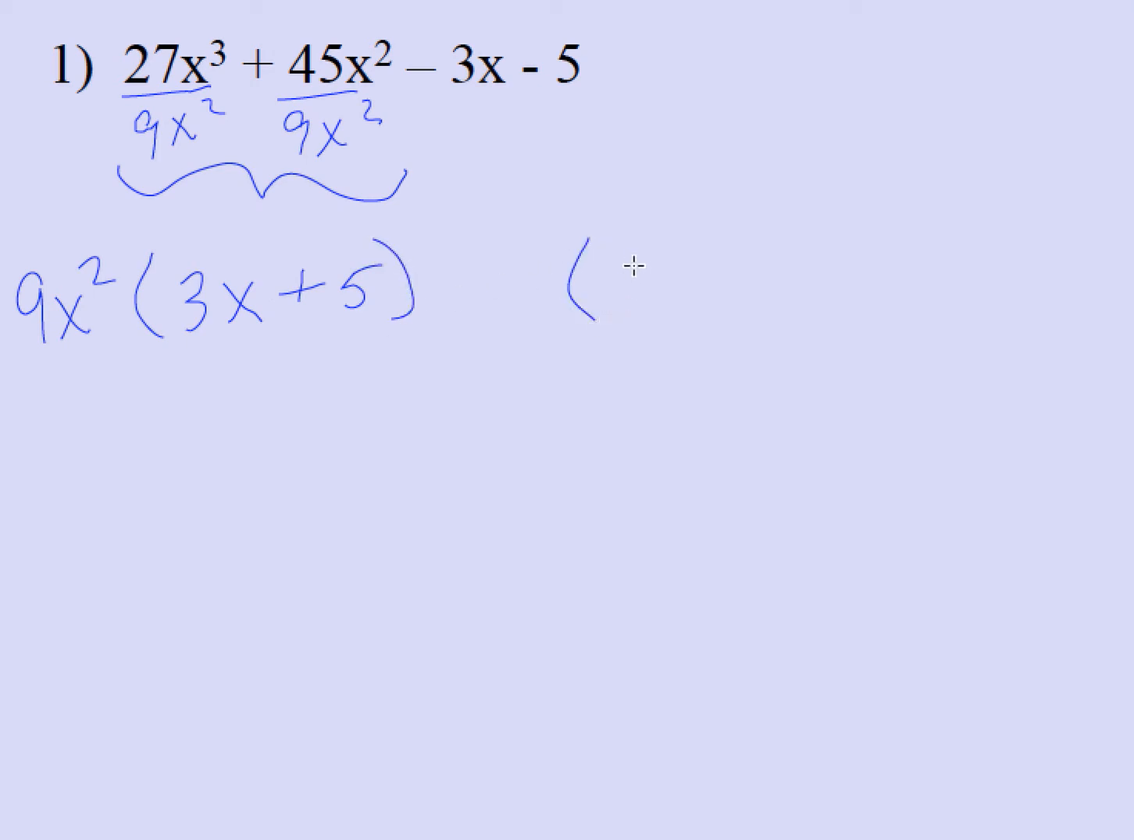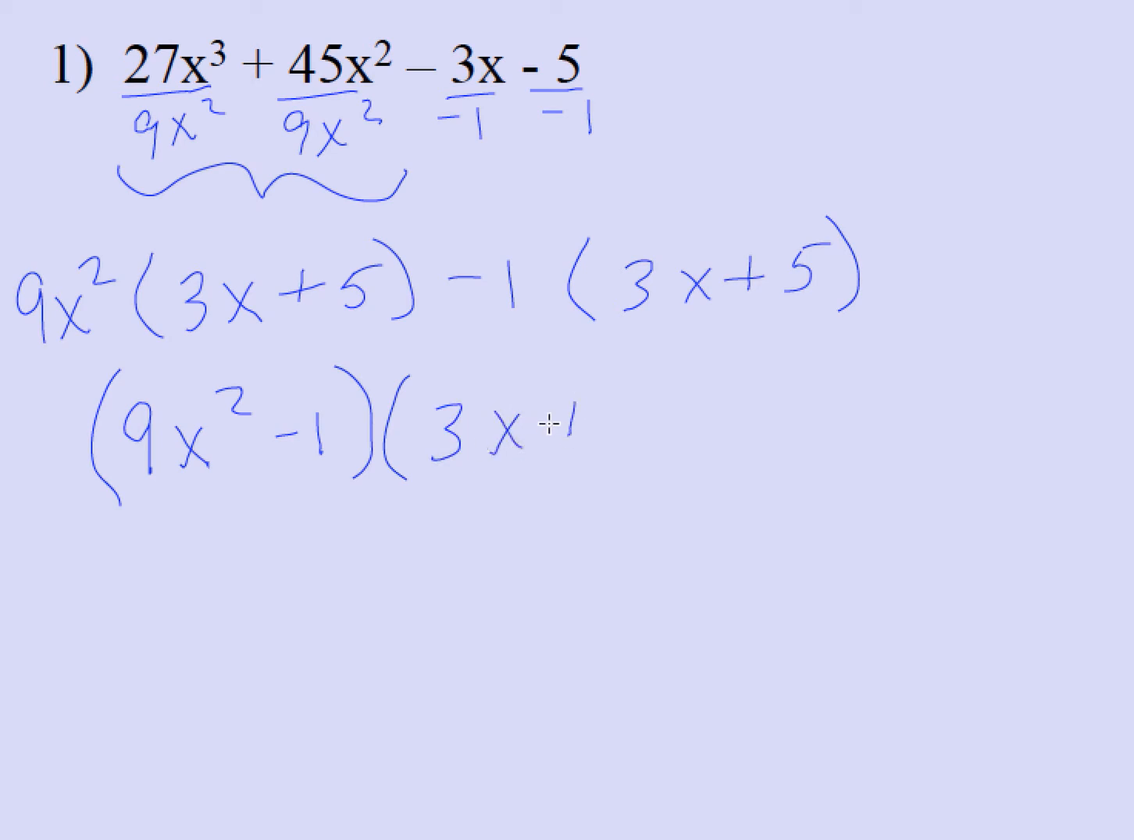Remember, I want this next group, if this is going to work, I need this to be a positive 5. So what can I divide negative 5 by in order to get a positive 5? Minus 1. That means this is going to be a minus 1. This is a minus 1. Okay, we then take this 9x squared, group that with the minus 1, and we do a single 3x plus 5. Remember, if I'm going to FOIL this, I would end up back there.